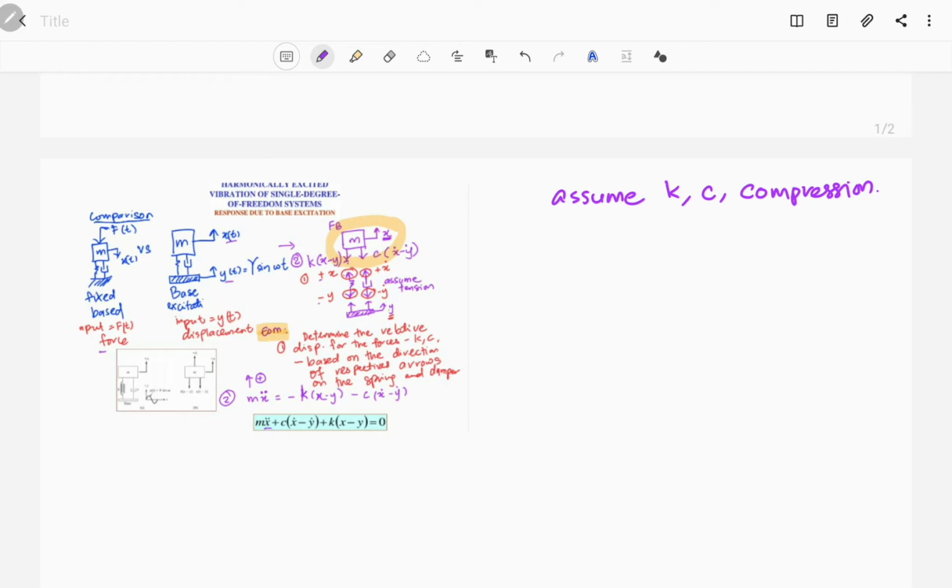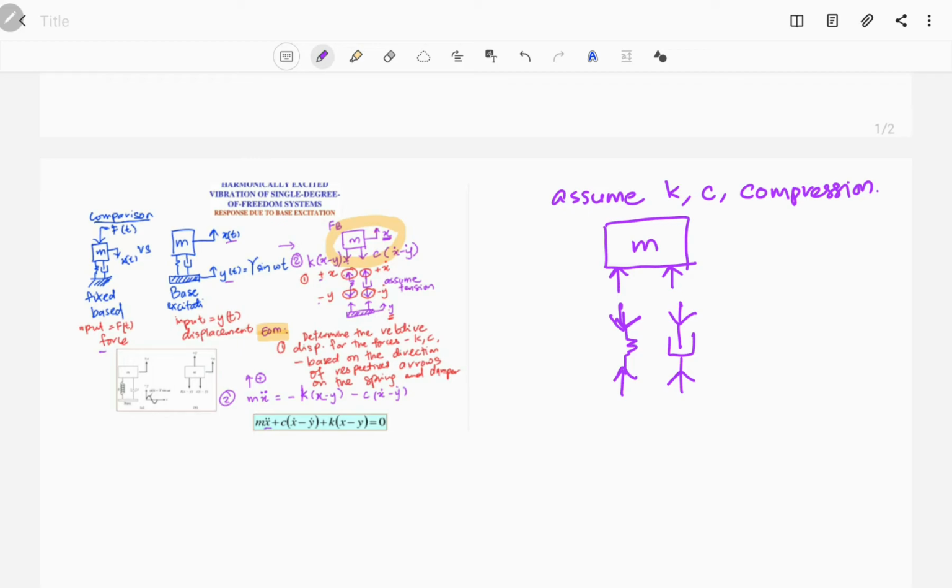So first of all, as I said, for the free body diagram, we have to draw on the spring and the damper. Because we assume compression, both arrows will be inwards towards the spring and the damper. So it should be like this. Then only you draw the action reaction on the mass. So let's say this is the mass, and you draw the action reaction.